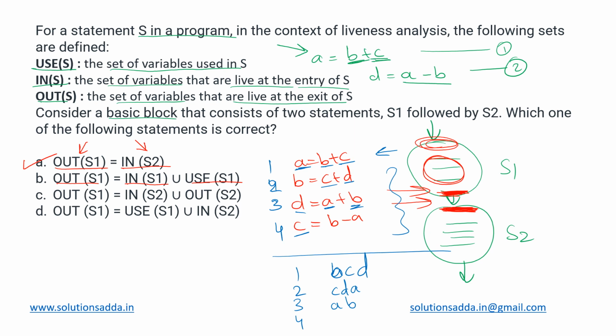So now coming to the last one, A and B are being used, so they are live. C is being defined, so it is not live. And there is no statement ahead of it in which we can check for a D, so even that will not be considered live.